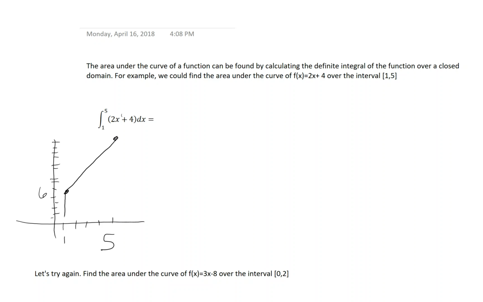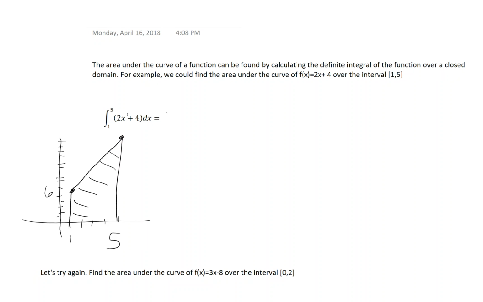Okay, so it says, look, I have this shape and all of this stuff underneath it. That's what I'm going to find when I do this integration. So simple power rule. I have 2x, but now I'm going to square it and divide it by 2. The 4, I'm just going to give it an x. And now that I've integrated, I can plug in the bounds. I'm going to cancel those 2's. And so I'm going to have x squared plus 4x, and then from my 5 and my 1.